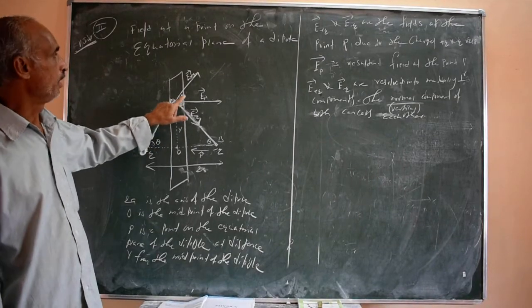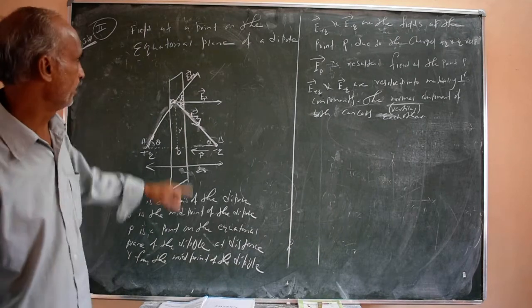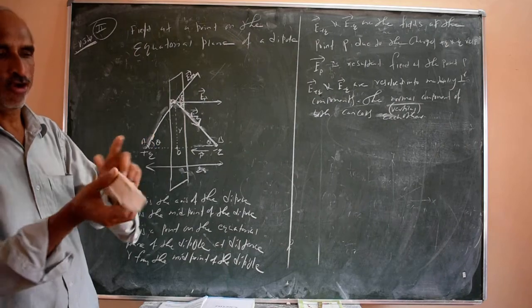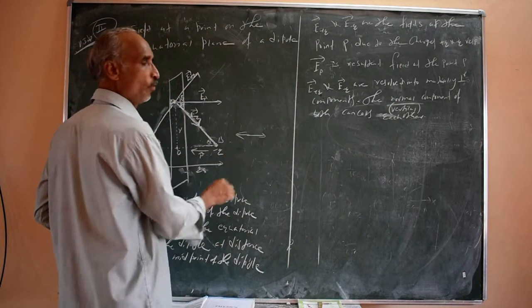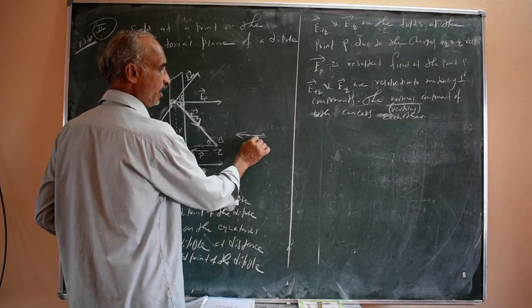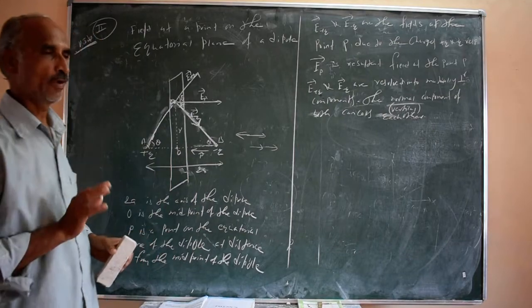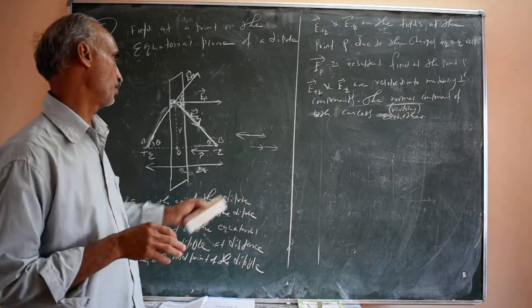Look here, neither E plus Q nor E minus Q are in the same direction nor in the opposite direction. So it is neither in the same direction nor in the opposite direction. So that's why I can't use the theory of R is equals to P plus Q or R is equals to P minus Q. Okay.